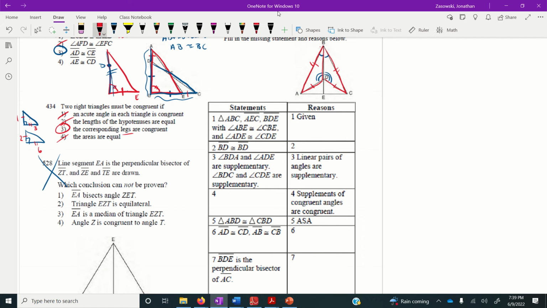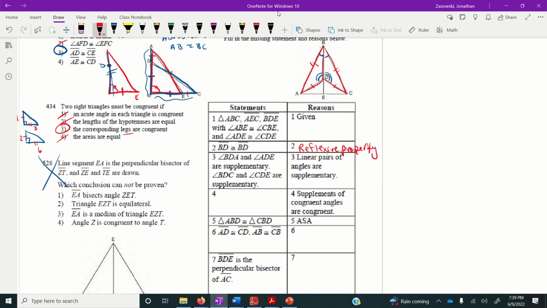So number one, we have the givens. Number two, anytime we see the same line is congruent to itself, that is going to be reflexive. All right. Number three, we have the angles are supplementary because linear pair of angles are supplementary.